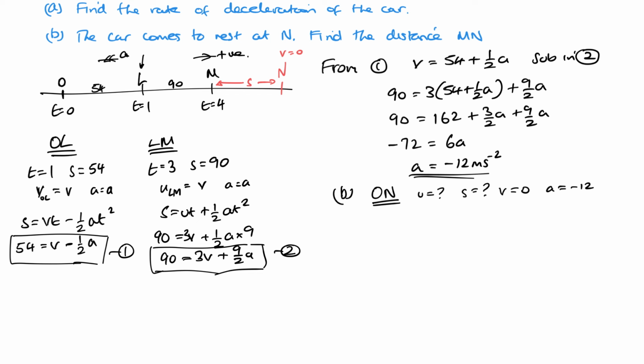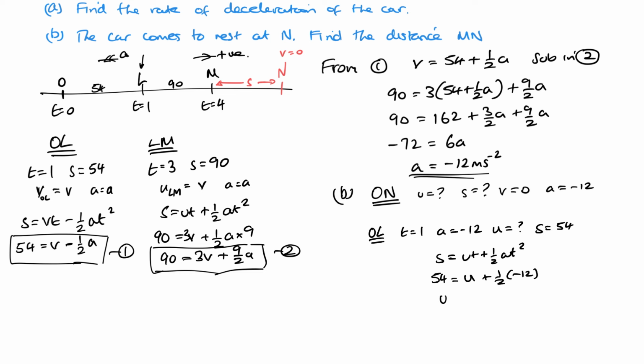Now, since we know the acceleration, we can find at least U at the very start. So let's look at OL again. We know the time was 1 second. We now know the acceleration is minus 12. We want to find U. And we know the distance is 54. So S equals UT plus a half AT squared. So 54 equals U plus a half times minus 12 times 1 squared. So we got minus 6 added on. So U equals 60 meters per second. So now this can go up here.